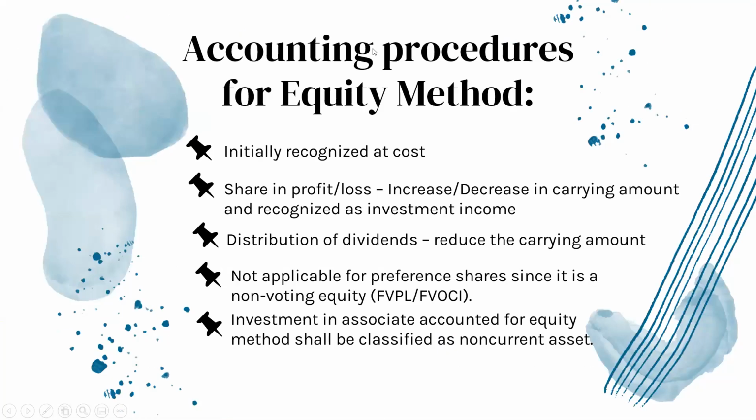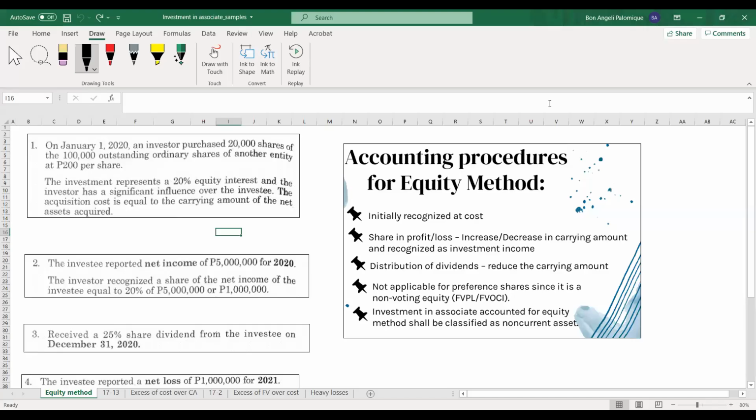Okay, so now discuss natin yung mga sample na problem for equity method application. Okay, so now we will solve sample problem regarding equity method. So on January 1, 2020, an investor purchased 20,000 shares of that 100,000 outstanding ordinary shares of another entity at 200 per share. The investment represents a 20% equity interest and the investor has a significant influence over the investee. The acquisition cost is equal to the carrying amount of the net assets acquired.